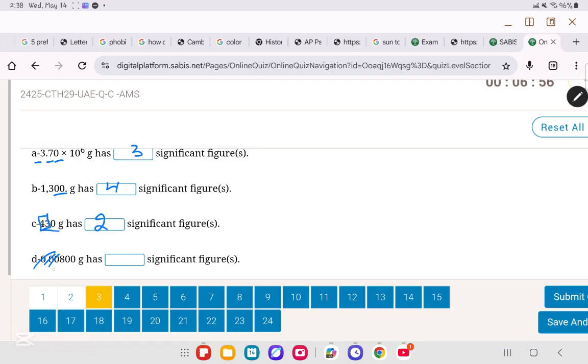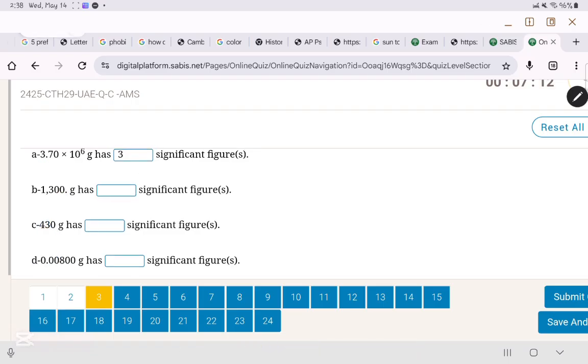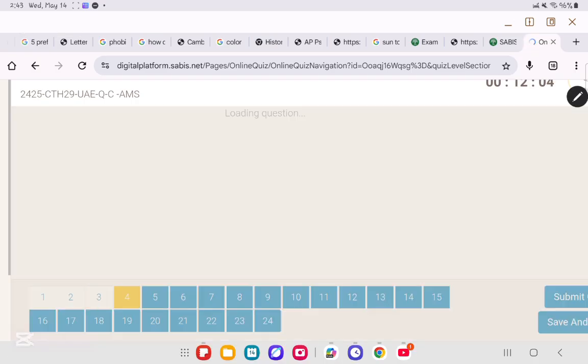But if it's after a decimal place, or there's a decimal place after, and there are zeros after the significant number, then you will say it's a significant figure. So here it is 3. So 3, 4, 2, 3. Okay, so we move on now to question number 4.